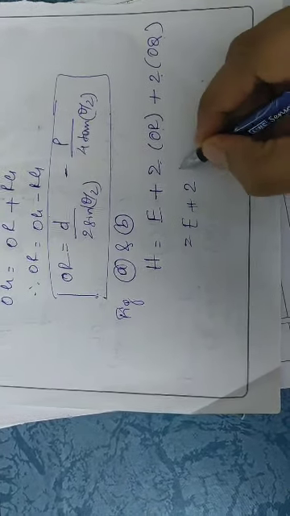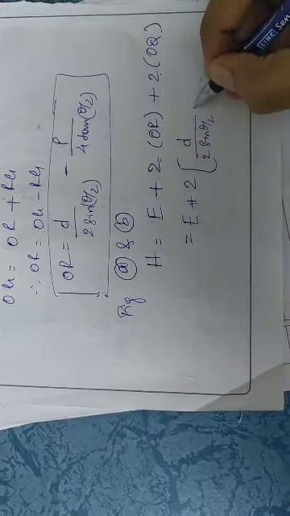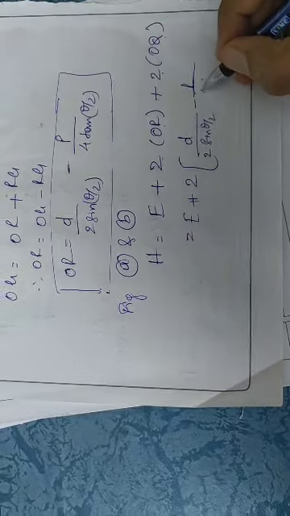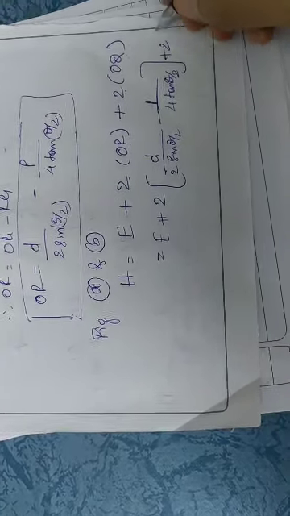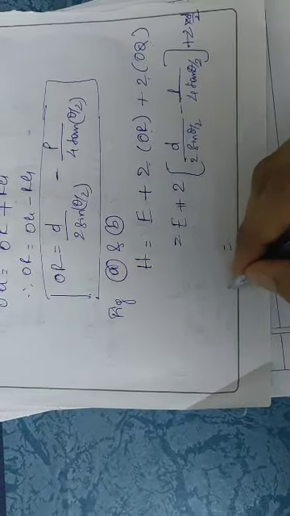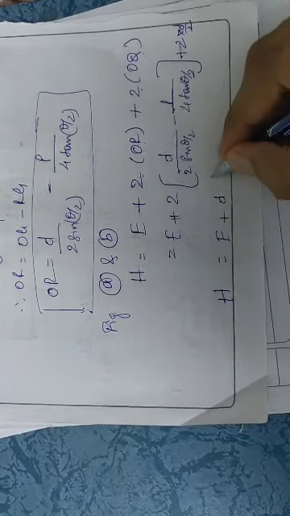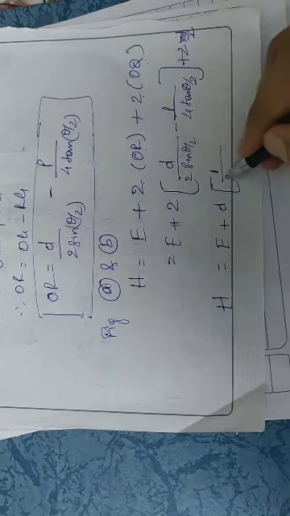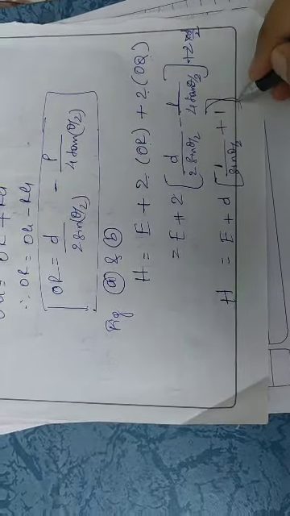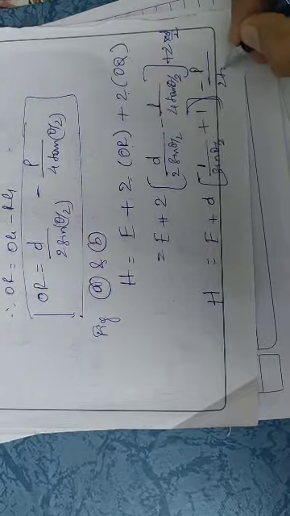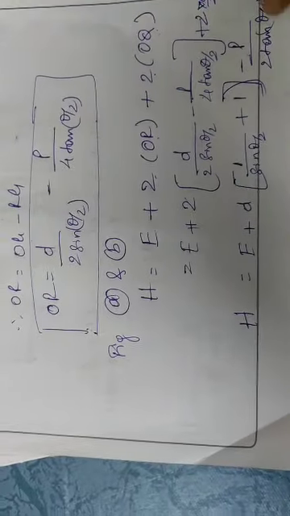So E plus 2 into d by 2 sin theta by 2 minus P divided by 4 tan theta by 2, plus 2 OQ. OQ means what? D by 2, so 2 into D by 2. So finally H is equal to E plus D, the 2 will get cancelled, 1 divided by sin theta by 2 plus 1, minus P divided by 2 tan theta by 2. Call this as equation number 4.